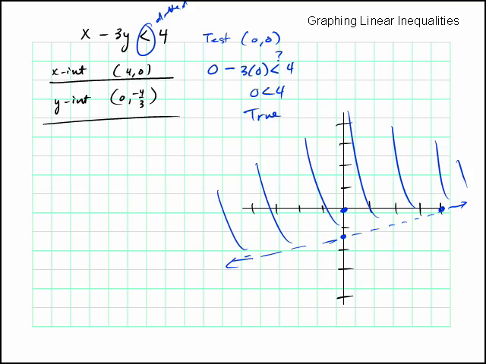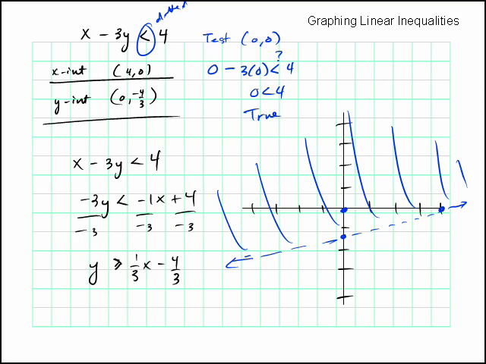If you don't like testing a point, the other method is to solve the inequality for y. I have to move the x to the other side, becomes negative 1x. Then I'd have to divide everything by negative 3. Now I just divided both sides by a negative number, so you must remember to reverse the inequality symbol. And we end up with y is greater than 1/3 x minus 4/3.